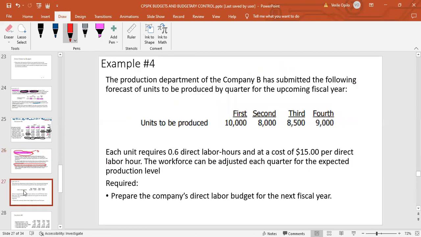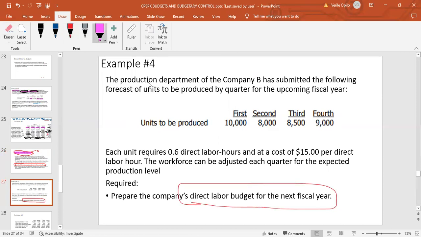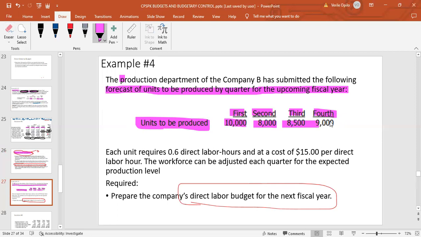So let's look at an example whereby, again, we are expected to prepare the direct labor budget. We're told that we have a production department. The production department of company B has the following forecast of units to be produced by quarter for the upcoming fiscal year. You have the first quarter, the second quarter, the third quarter, and the fourth quarter. The units they want to produce are 10,000 units, 8,000, 8,500, and finally 9,000 units.